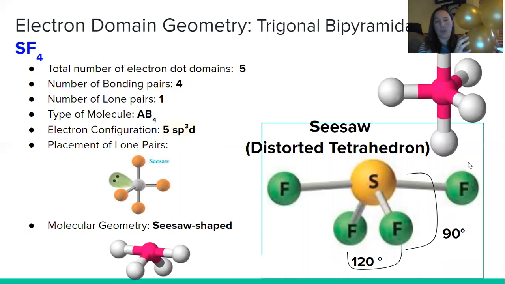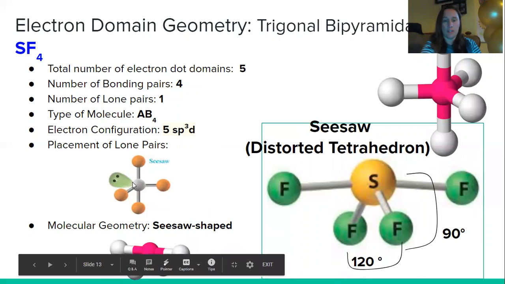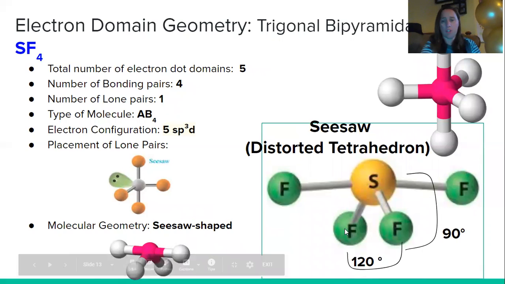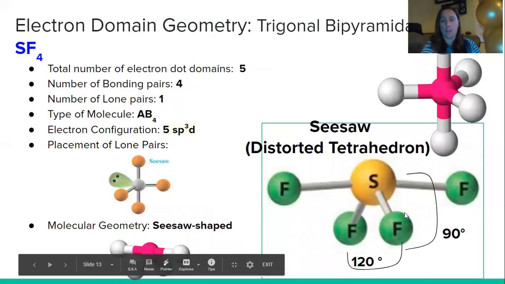Also in our trigonal bipyramidal domain geometry is a shape called seesaw shaped. As for molecular geometry, the total number of electron domains is 5. Our bonding pairs is 4. We have 1 lone pair, so one of our electron pairs is not bonded to another atom. It's an AB4 molecule with a 5sp3d electron configuration. You can see the lone pair there. It is connected to the sulfur atom, okay? We have 120 degrees of a bond angle here, and then our sulfur to our fluorine is going to be 90 degrees.